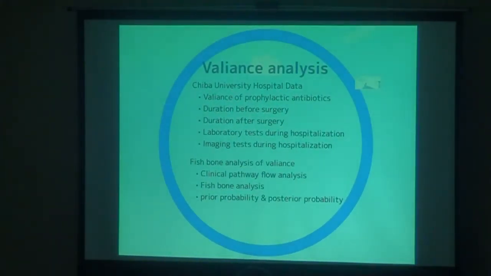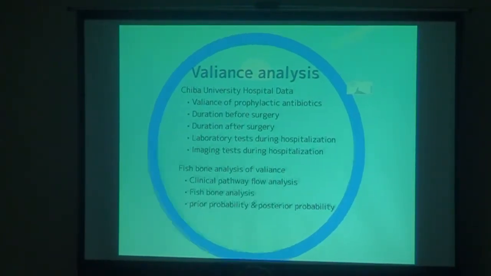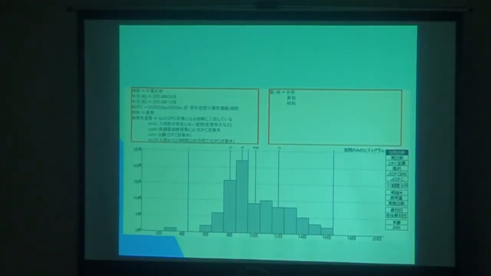The first is variance analysis. In Chiba University Hospital data, we look at variance of prophylactic antibiotics, duration before surgery, duration after surgery, laboratory tests during hospitalization, imaging tests, and so on. We are using fishbone analysis of variance and clinical pathway flow analysis, and this is sample data of inpatient hospital stay length.